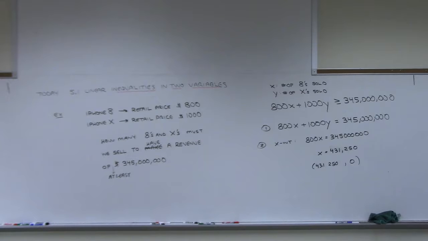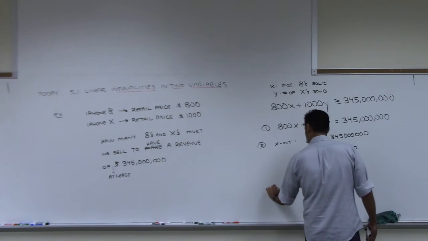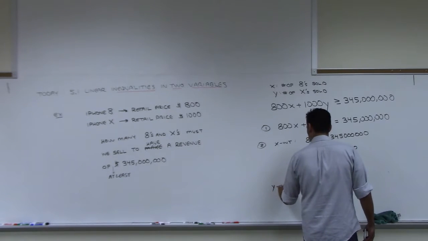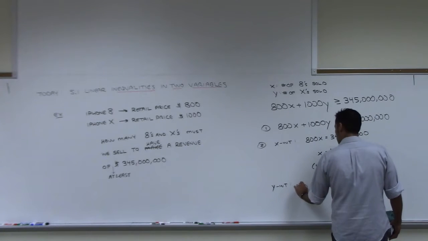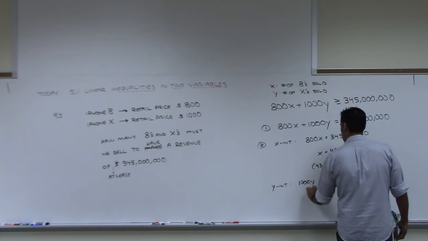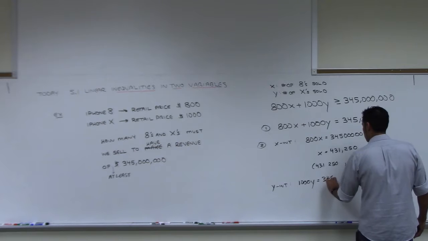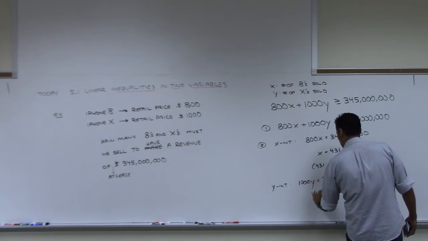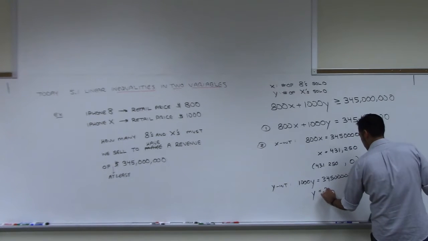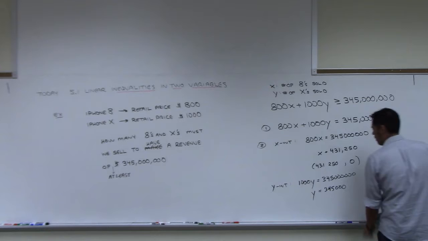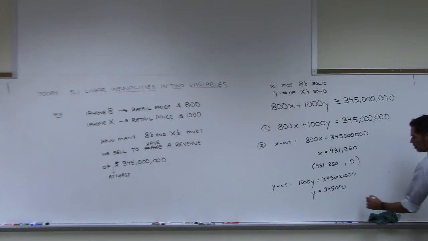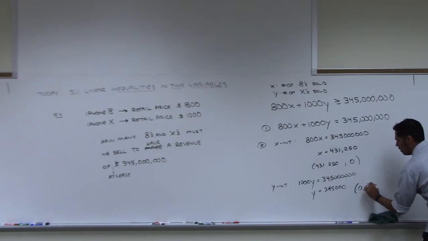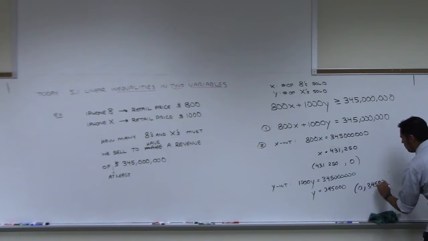All right, how about the y-intercept? Set x to 0, you just get 1,000 y equals 345 million. And what do you get there for y then? 345,000. So your y-intercept looks like this: 0, 345,000.